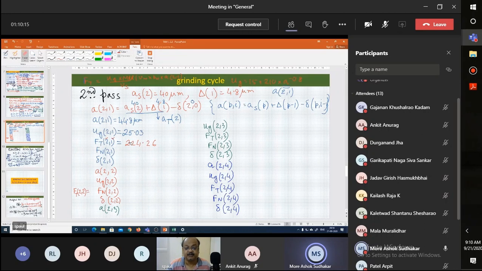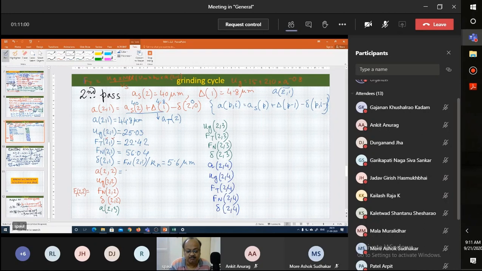Yes, sir. So this number will come out to be 22.42. If this is 22.42, this is 2.5 times that. And as in the previously done calculation, it is 56.04. So delta would be Fn 2,1 divided by Kn. Kn was taken as 10, so it can be taken simply as 5.6 micron.